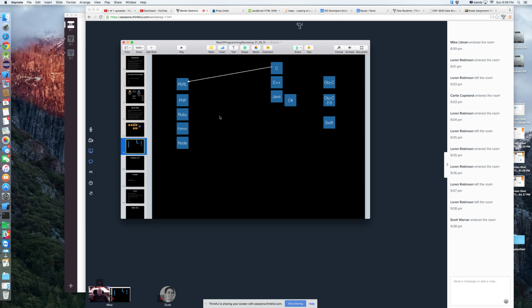Okay. So this is our governing chart for this workshop that we built last time, and we're going to be using it this time. Last time we pretty much dealt with all these things over here. These are all of our web languages, and then these over here are our native languages.